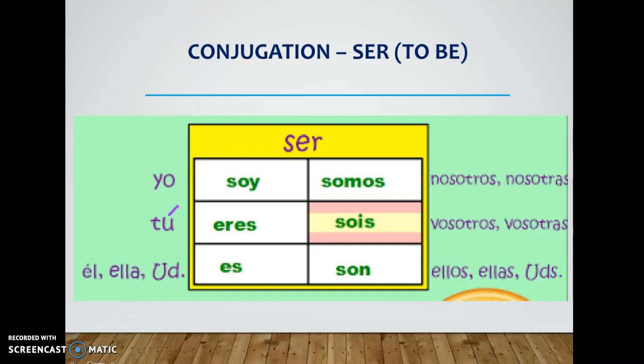Now, in English the verb to be conjugates the following way. I am, you are, he, she is, we are, y'all are, they are. In Spanish, we conjugate it the following way. Yo soy, tú eres, él es, ella es, usted es, nosotros somos, vosotras sois, ellos son, ellas son, ustedes son.